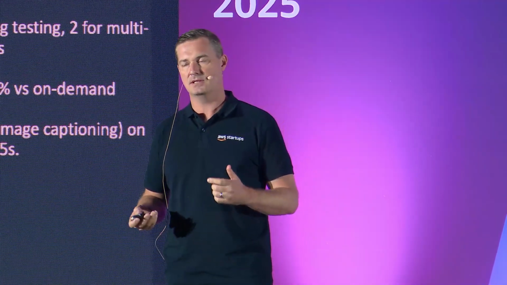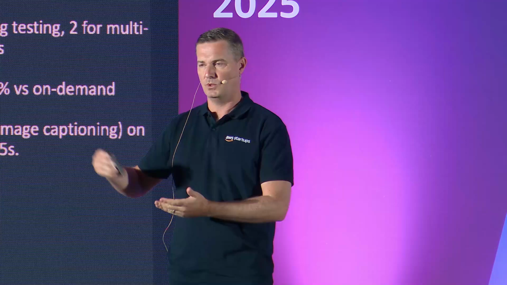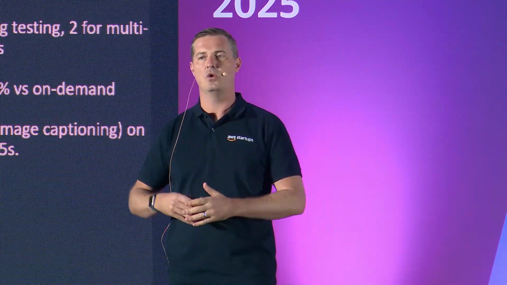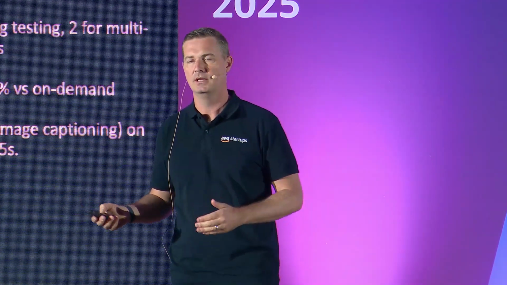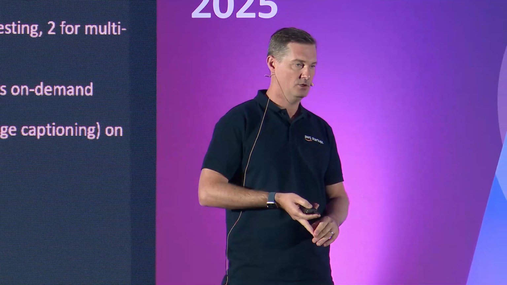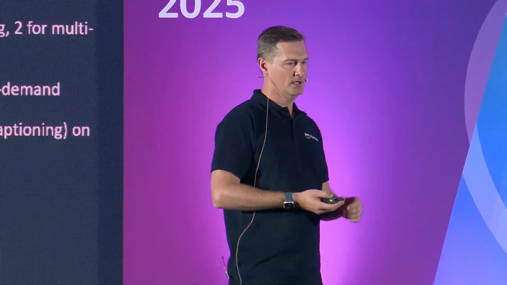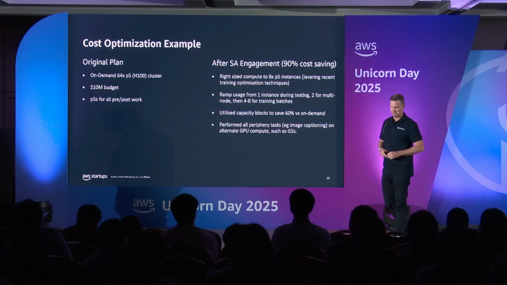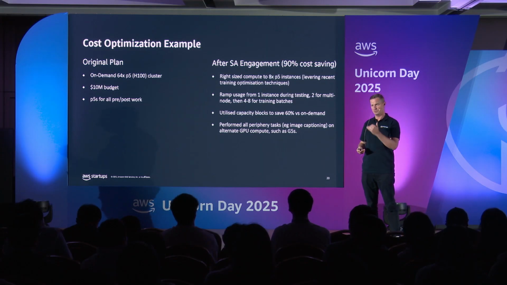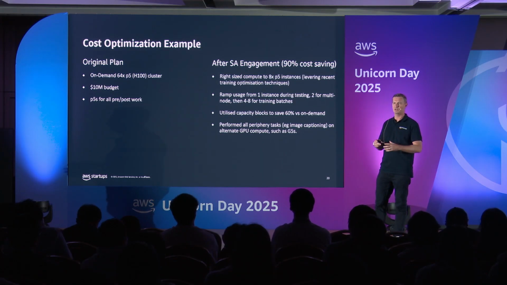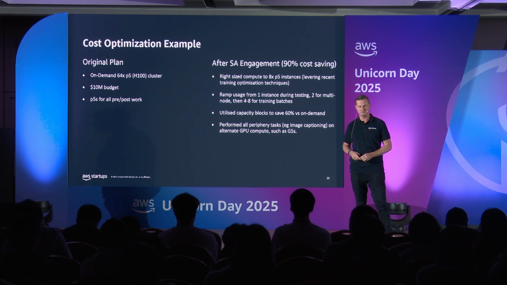The second thing that they said is that the way that you're doing your training, you're not going to need all of your instances at once. You're going to need to test the training. You can do that with one instance. You're going to need to test multi-node, test clustering. You can do that with 2 instances. And then you're going to need between 4 and ramping up to 8 instances as you run your training batches over time. So again, further cost optimizing by not needing all of the infrastructure all at once.